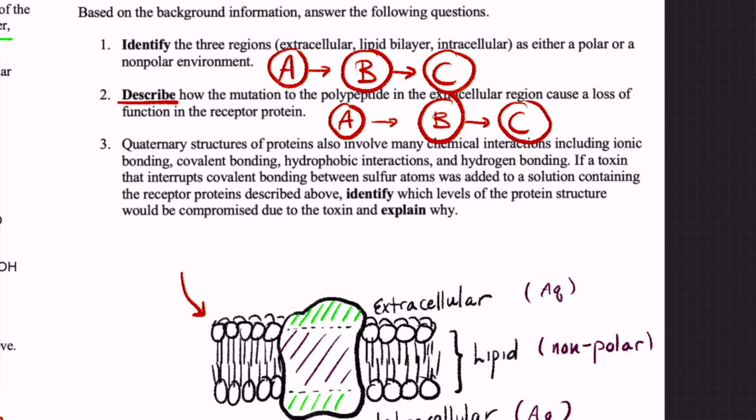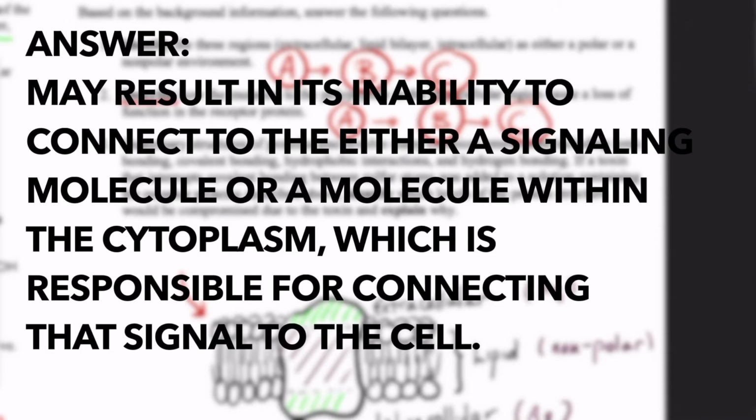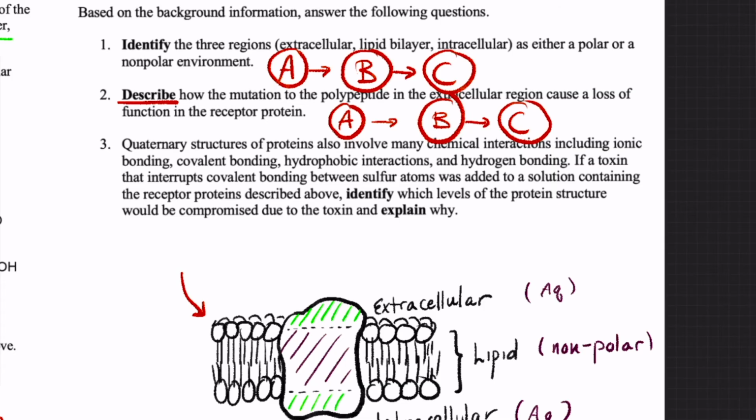So how do we connect it to this question at hand? Well, we might say something like this. Because this protein is a receptor protein, if those nonpolar amino acids are now in the position where those polar amino acids were supposed to be, the changes to the active site of that protein may result in its inability to connect to either a signaling molecule or a molecule within the cytoplasm, which is responsible for connecting that signal to the cell. Therefore, the function of this original receptor protein would no longer work because of the changes to its structure. Okay, so that's how we sort of round everything up together in questions like number 2.